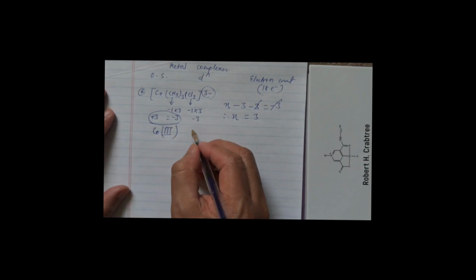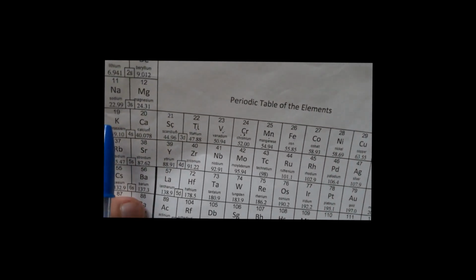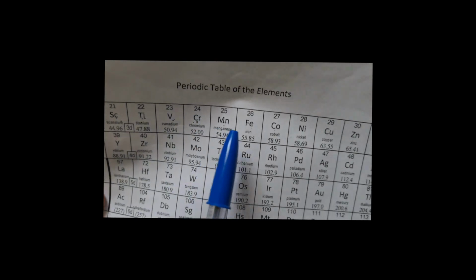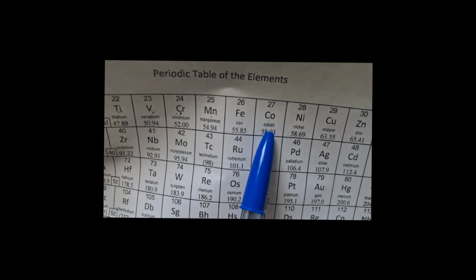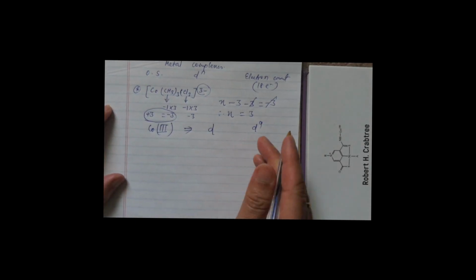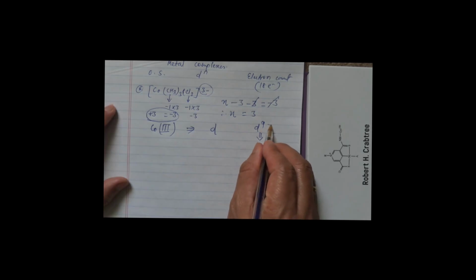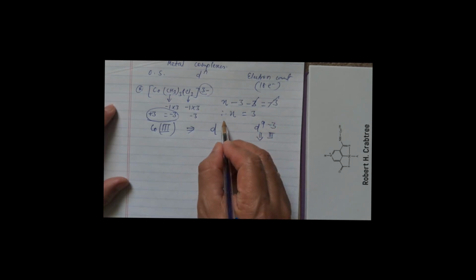When the oxidation state of cobalt is 3, now let's find the number of electrons present in the d orbital. For this you need to go to the periodic table. You need to count from here: 1, 2, 3, 4, 5, 6, 7, 8, and 9. So cobalt has 9 electrons in the d orbital. But when the oxidation number is +3, you need to subtract 3. So 9 minus 3, you'll get 6. So the configuration of cobalt is d6 here.